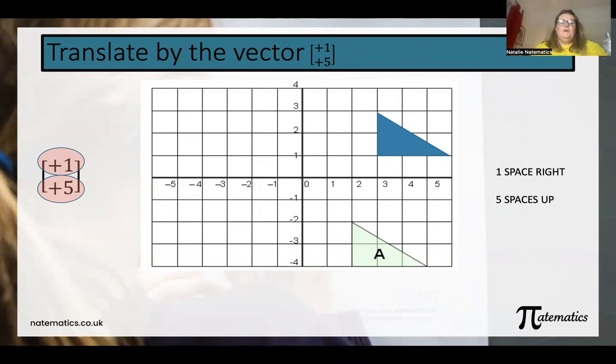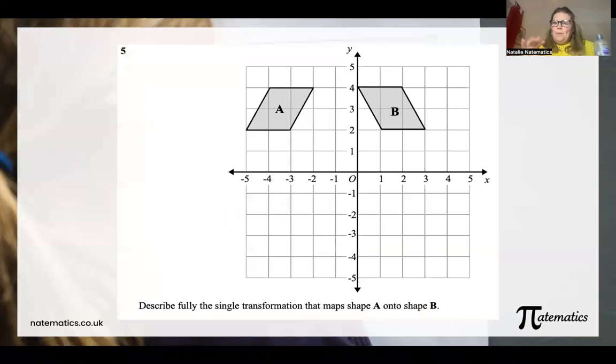Okay. Right then. So I'm just going to do a couple of questions now. Quite often we get asked a question in this way, and I'm just going to move my, there's a little menu thing at the bottom. I'm just going to move it slightly. It says, describe fully the single transformation that maps shape A onto shape B.